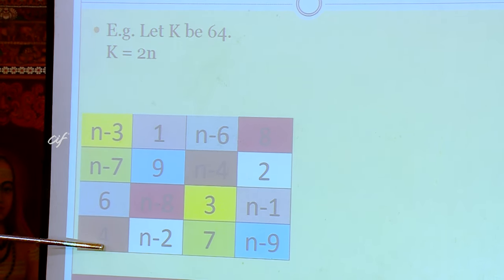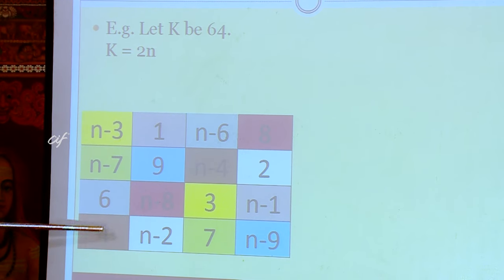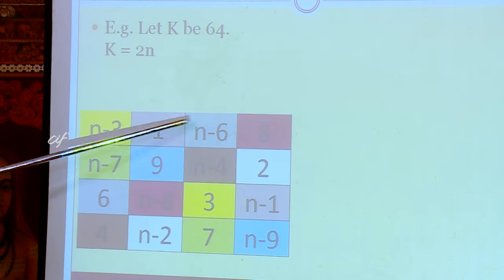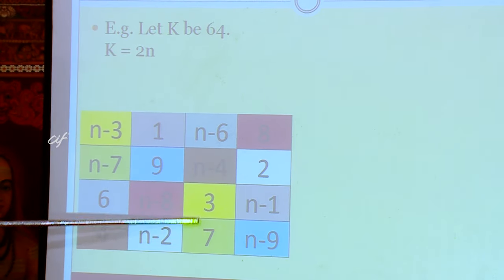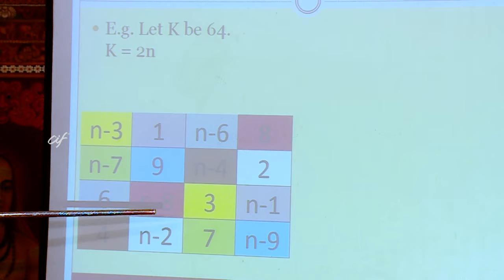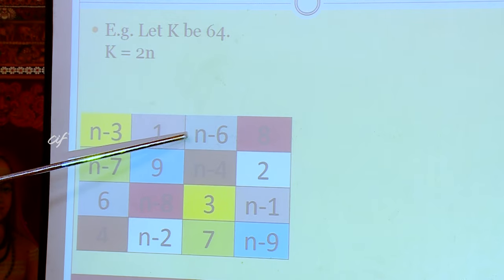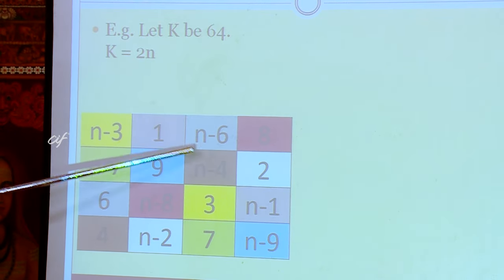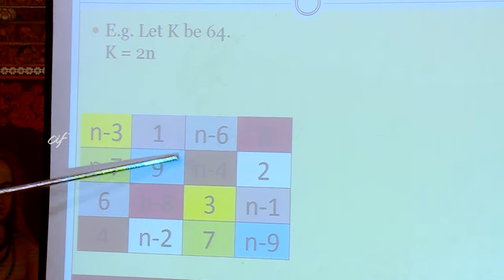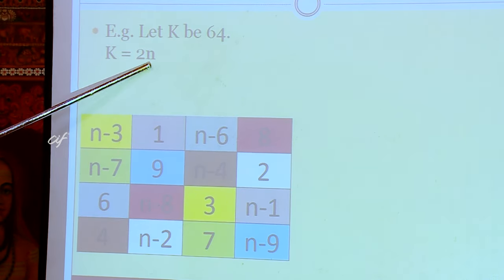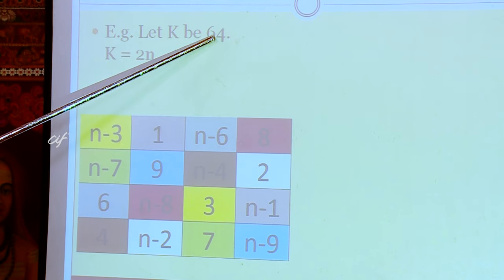Now instead of adding up to 9, we have to add up to 10. 4 plus 6 is 10, 9 plus 1 is 10, 8 plus 2 is 10, 3 plus 7 is 10. And then what? See how we are writing these numbers, same color numbers. So if there is 1 here, I will write n minus 1, because my n is half of 64, 32.